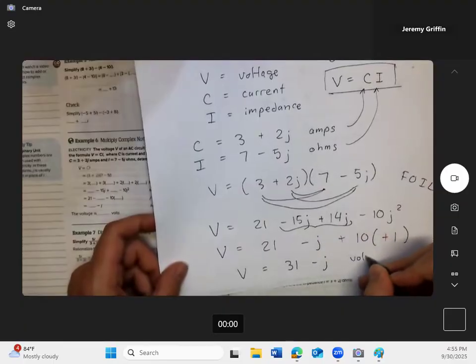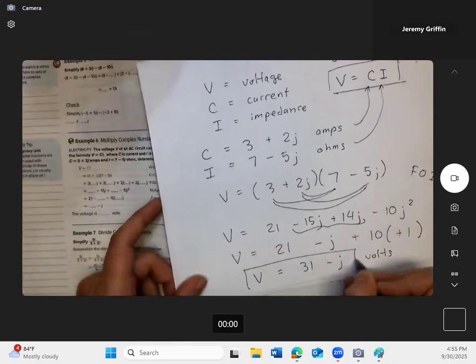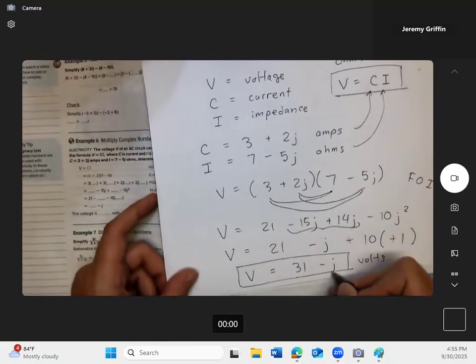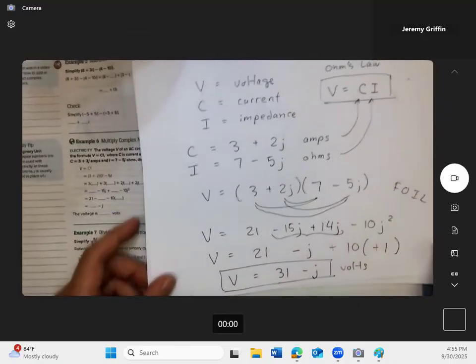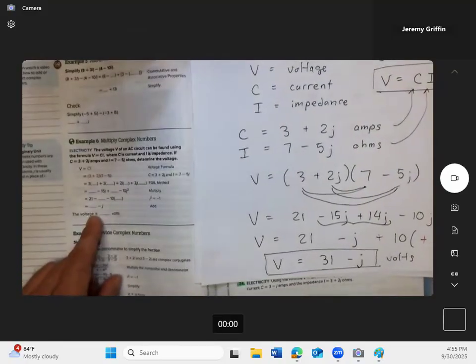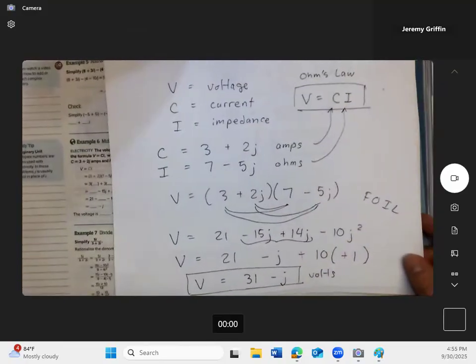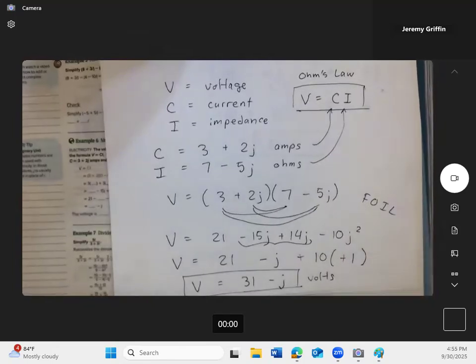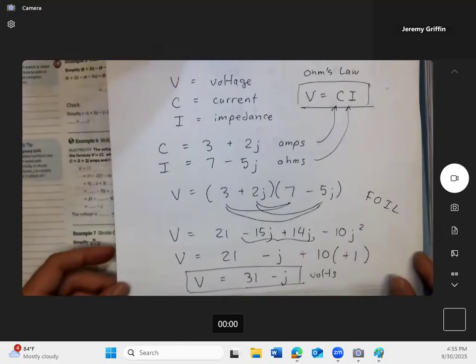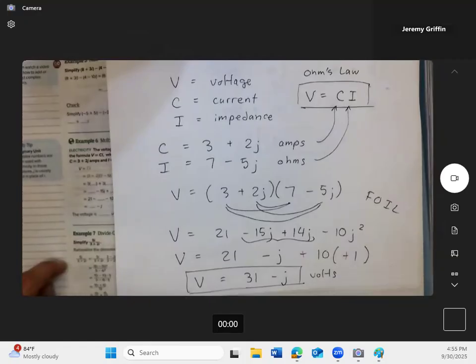This could be called volts. How many volts? I think that's what we're looking for. 31 minus J. Let me check my teacher's manual off the screen. This is page 152, example number 6. Yeah, that's exactly what they're saying it is: 31 minus J volts. So we're good. Okay, one more example.